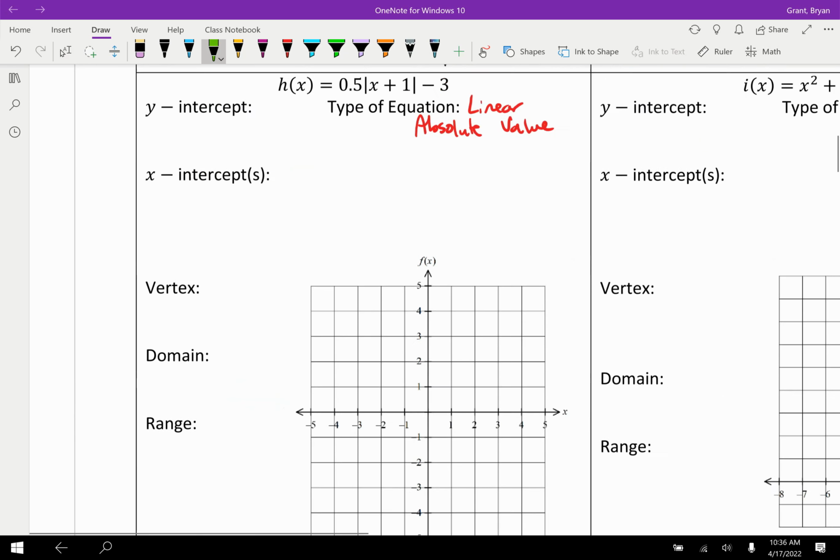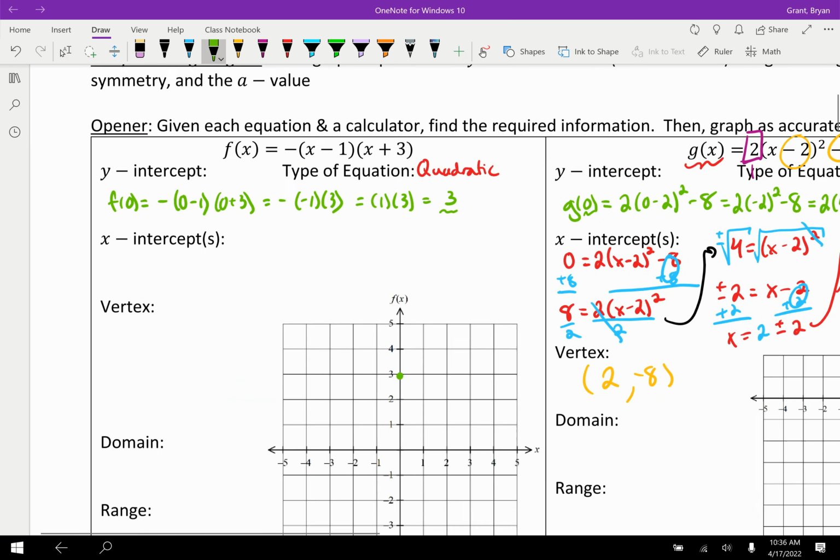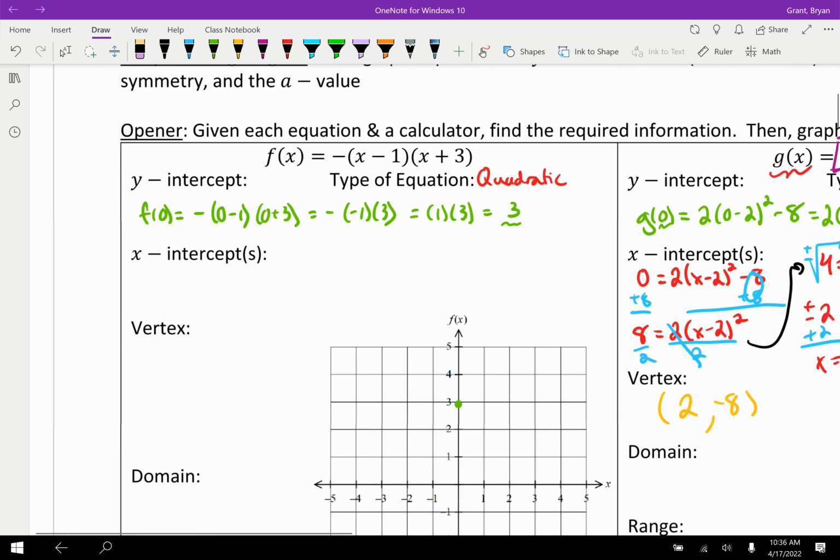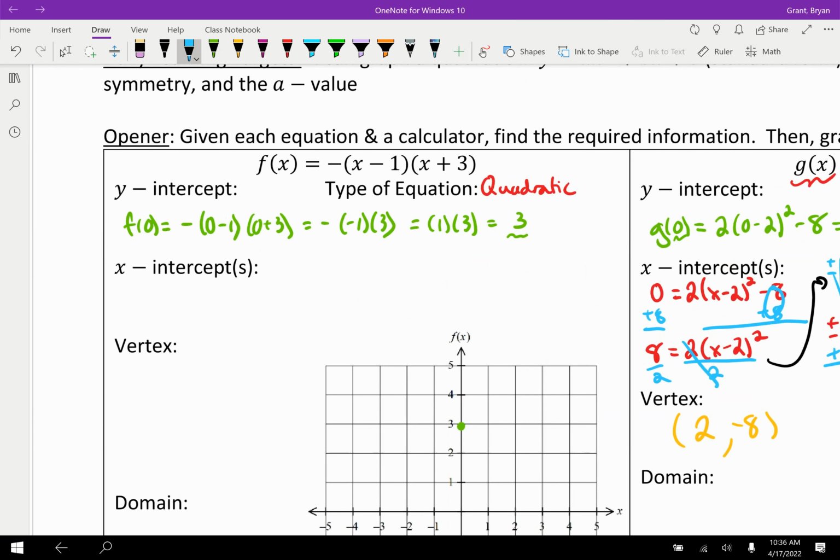All right, let's tackle those x-intercepts, and you might be feeling a little apprehensive because of how much work we had to do over here, but I think for these x-intercepts, because this is an intercept form, it's probably a little easier, right? We start off by just setting f of x to 0. So 0 equals negative x minus 1 times x plus 3.